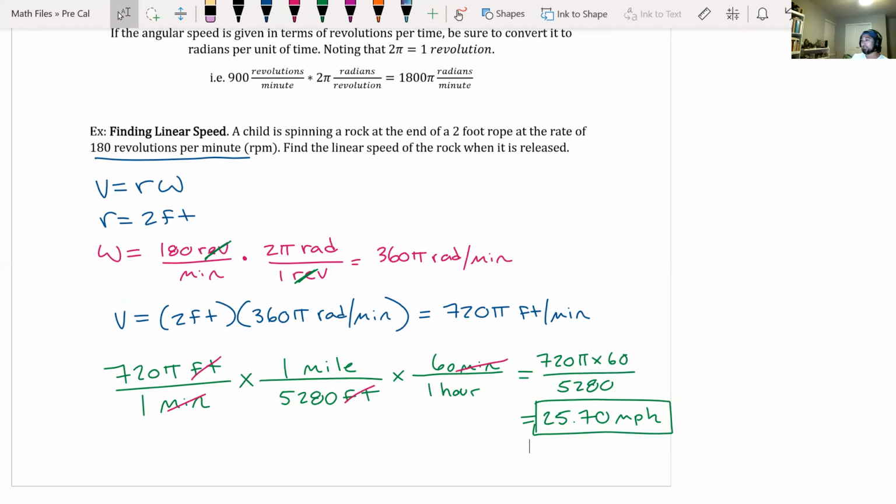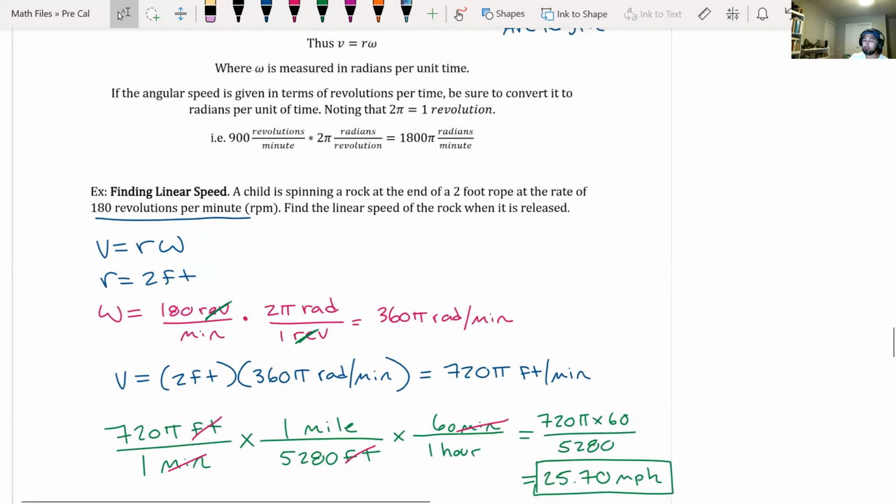Okay, excellent. So again, the third formula is special because it only matters when you have revolutions per unit of time. Any question where it says revolutions per minute, we know that we're looking for that. Exactly. If you ever have revolutions per some unit of time, per hour, per minute, per second, you will use that third formula of R times omega.